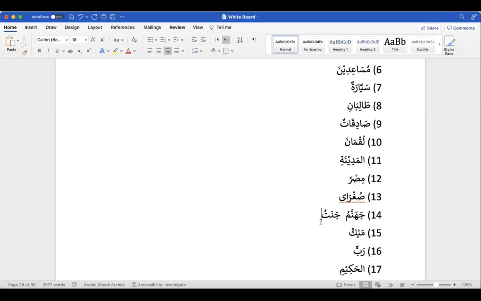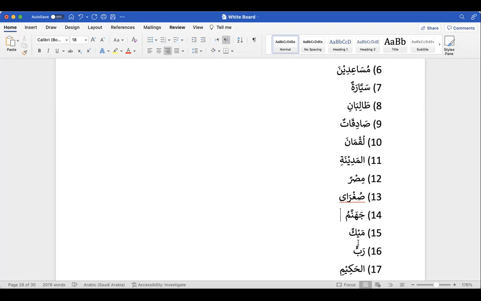That's why you have Jannatun, Jannatin, like Muslimatun. Generally, when we write Jannah, we write it like this. Then we have Jannah, Jannatun, Jannatin. So Jannat is fully flexible. Yes, it's fully flexible. It's not a place name. Jannat means garden. Jahannam is a place name.